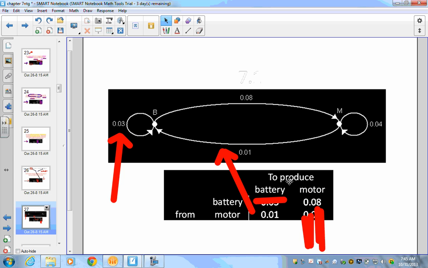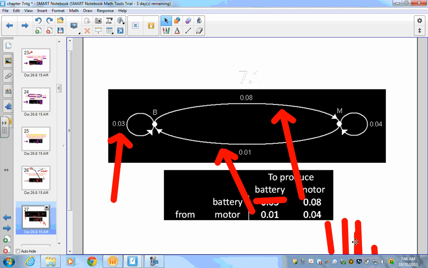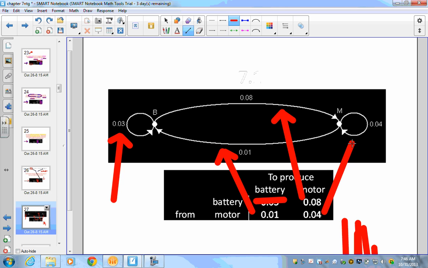Let's say if we were going to do producing motors from the batteries, notice once again, we're producing motors in this case. So that means we're paying attention to the edge pointing to the motor from the battery division, which would be right here, 0.08. Okay, and lastly, by process of elimination, the 0.04, hopefully you got it by now, 0.04 is right there.